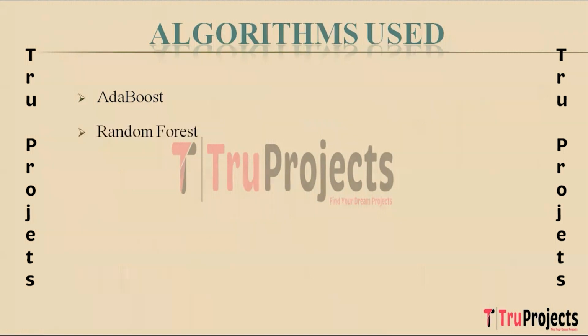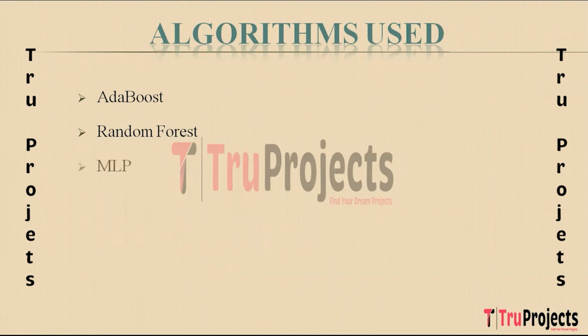The second algorithm used is random forest. Random forest is an ensemble method that aggregates the predictions of multiple decision trees. It reduces overfitting, enhancing the model's ability to make accurate predictions, particularly in scenarios with complex data like credit card transactions.